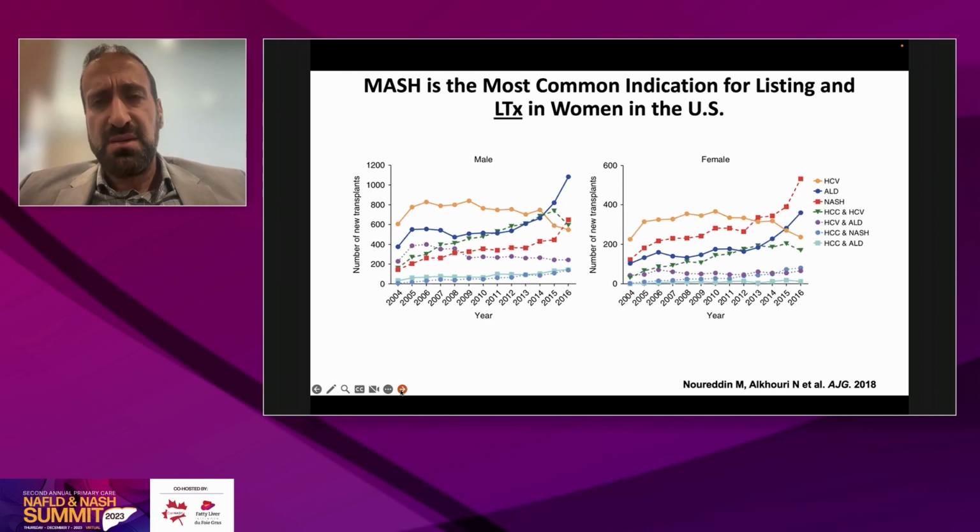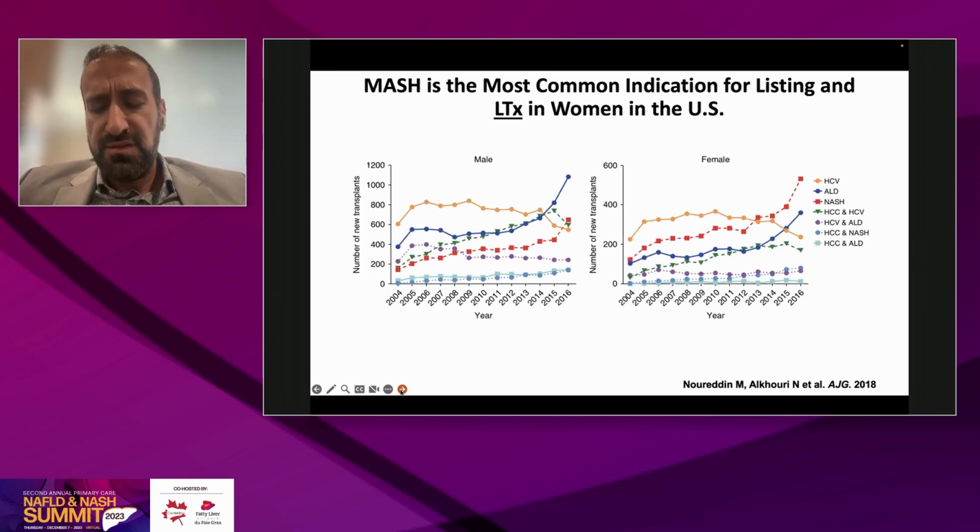Now, MASH is becoming the most common indication for listing and for receiving liver transplant in the United States. This is from a study that I published with my colleague, Dr. Nuruddin, back in 2018, showing that in the United Network of Organ Sharing Database, MASLD or MASH is the most common indication for transplant in women. You see that in the red line. And then in men, it was only second to alcohol-associated liver disease.